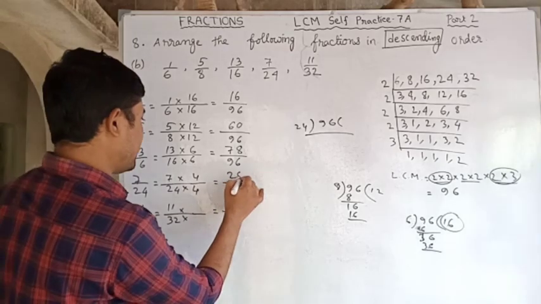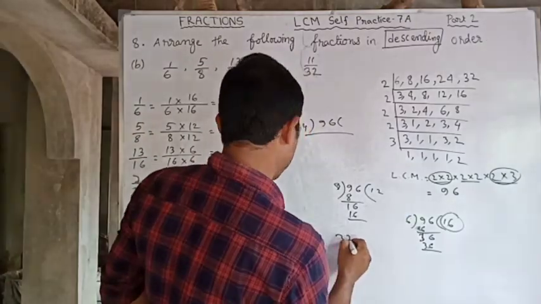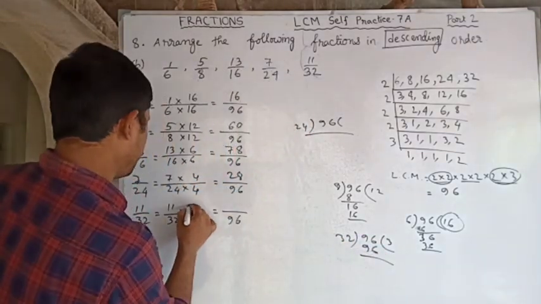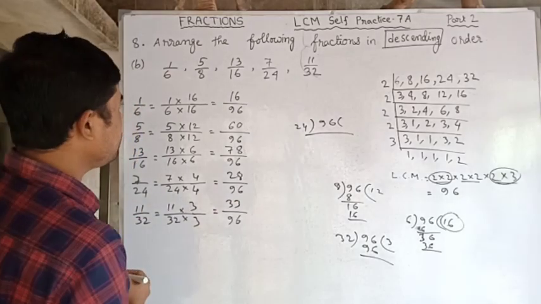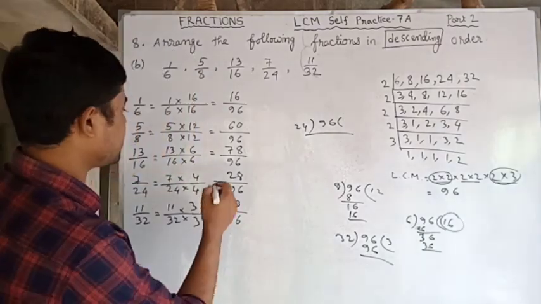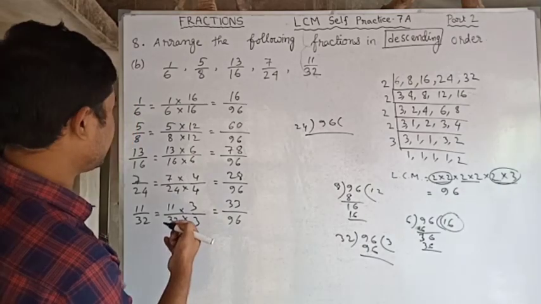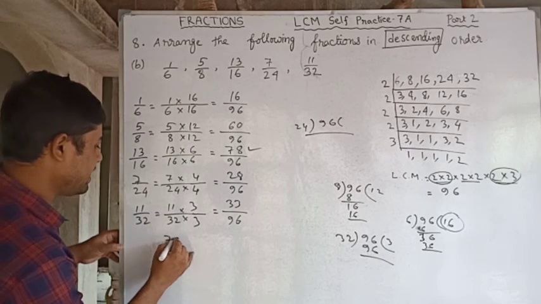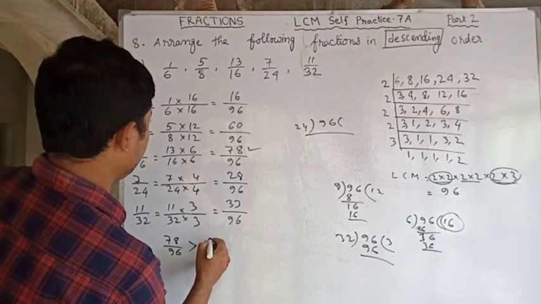Okay, so here 28, here 32. If you divide 96 by 32, what will it be? 3, obviously. So 3 and it will be 33. Now descending order, that means which is the largest? Look, the denominators are the same, that means the larger numerator is larger. Where is the larger numerator? 78. So 78/96 is greater than 60/96.